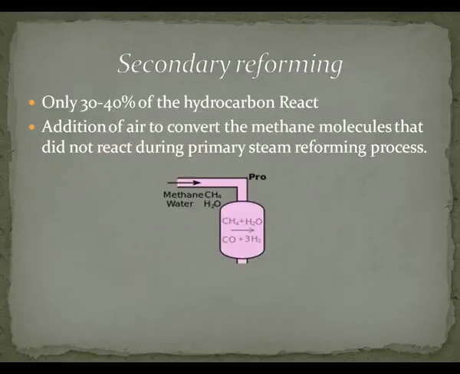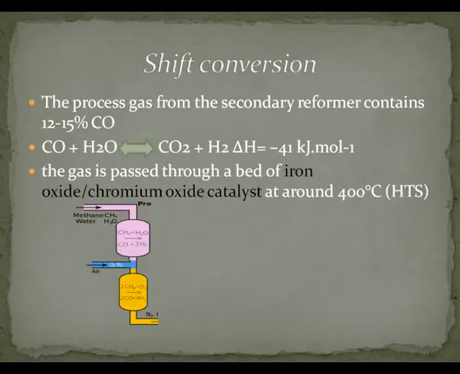Moving on to the secondary reformer. Only 30 to 40% of the hydrocarbon will react in the primary reformer. So the secondary reformer is needed to have the rest of the unreacted hydrocarbons blended with air for additional yield of hydrogen gas.